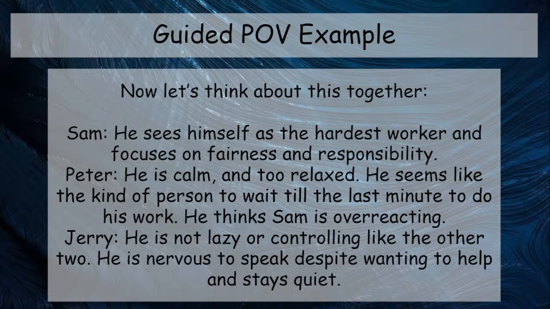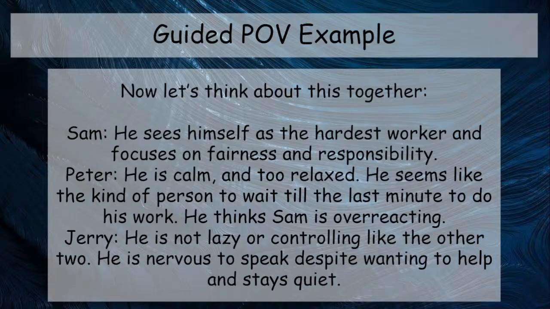Now let's think about this together. Sam sees himself as the hardest worker, and he focuses on fairness and responsibility, meaning he always tries to get his work done on time. He tries to split up the work evenly. He's trying to get the work done, right? He's a focused person. Peter is a calm person, and he's too relaxed. He doesn't get his work done, and he is the kind of person who will wait until the last minute to do his work. He thinks Sam is overreacting.